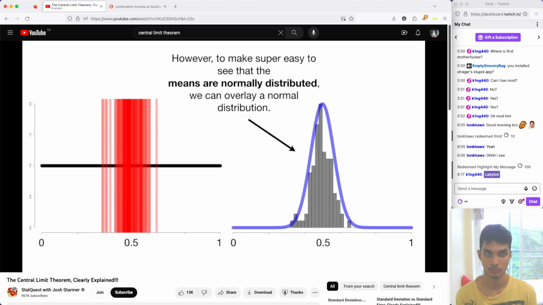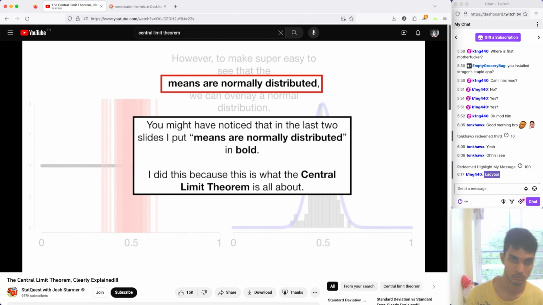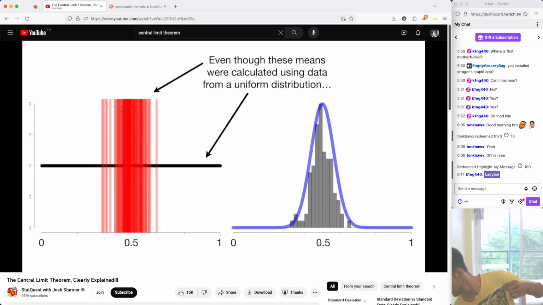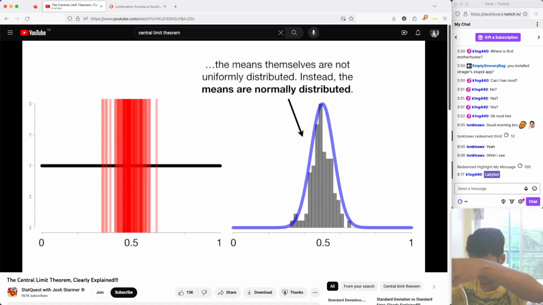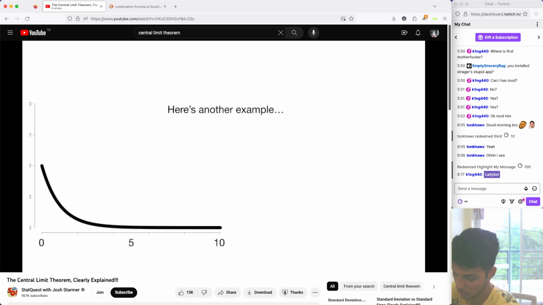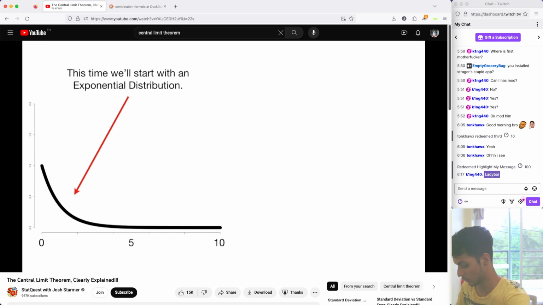However, to make it easy to see that the means are normally distributed, we can overlay a normal distribution. You might have noticed that in the last two slides, I put means are normally distributed in bold. I did this because this is what the central limit theorem is all about. Even though these means were calculated using data from a uniform distribution, the means themselves are not uniformly distributed. Instead, the means are normally distributed. Bam! Here's another example. This time, we'll start with an exponential distribution.